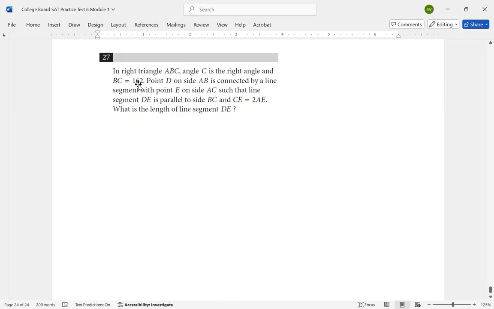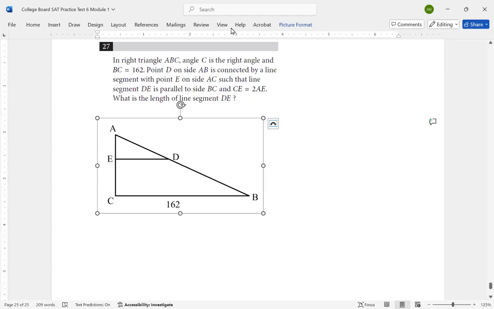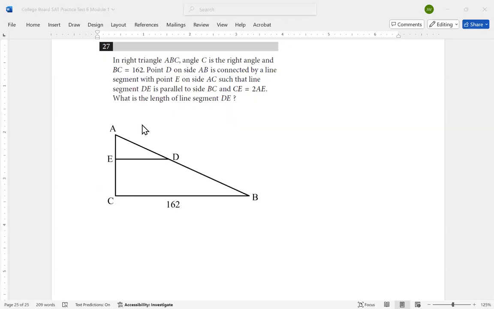Now, this is a lot of words to just put together in your mind. You almost certainly have to draw a picture to solve this problem. So let me do that, and I'm going to just clip that in right here. So here's the drawing that I've pasted in here. We have ABC, which is a right triangle with right angle C. BC is length 162.